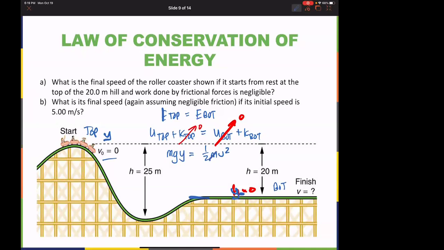So our masses cancel, and we have v squared equals 2gy, and I'm just going to move it up here because I ran out of room. V equals the square root of 2gy. This is a pretty common formula that we use. So V equals the square root of 2 times 9.8 times 20.